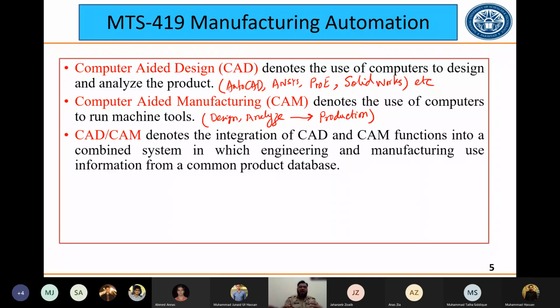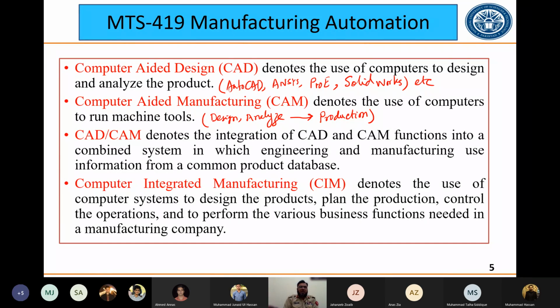So CAD and CAM, when they are combined together, are actually engineering and manufacturing operations and information for the common product database. So CAD CAM we are clear. Now I am introducing a term, computer integrated manufacturing. Here you can see the term, which is computer integrated manufacturing.